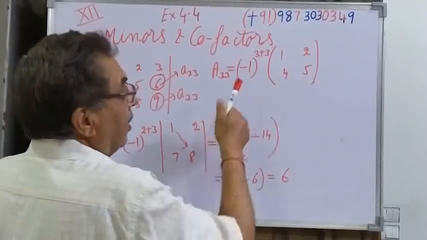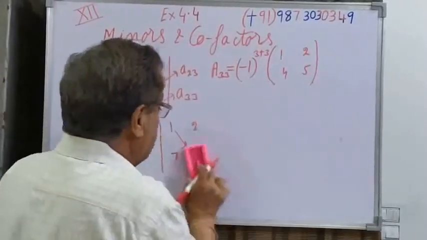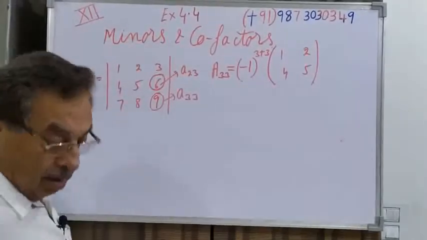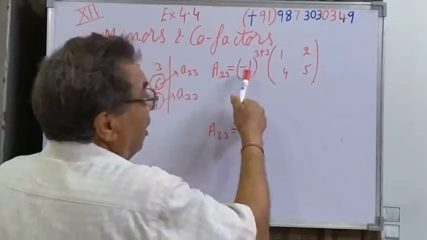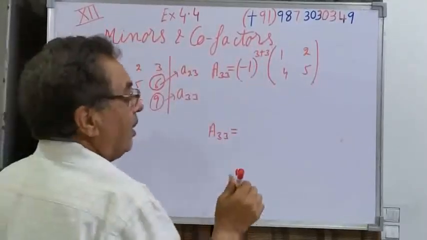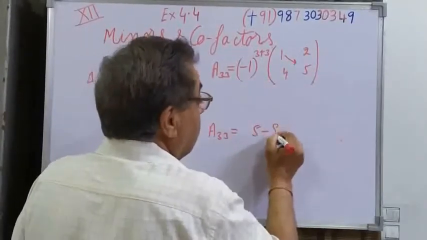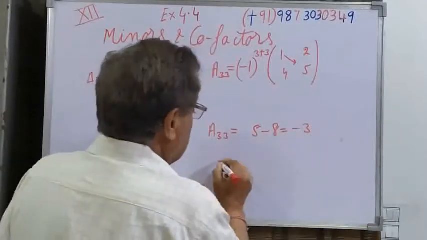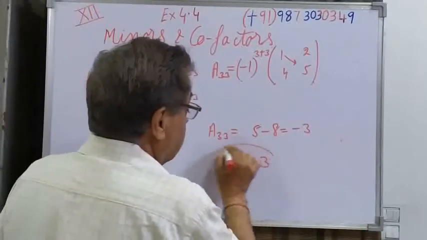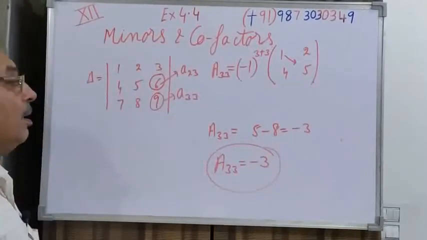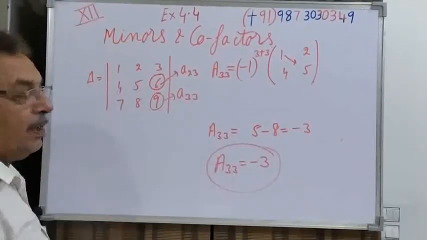Now what is the cofactor A33? Exactly what is the value of the cofactor of the element A33? On simplification, A33 comes to be minus 1 to the power even, times 1 five is 5 minus 4 twos are 8. That gives you minus 3. So the cofactor of A33 is minus 3. So that is the answer. In this way, we can find the cofactor of any element.